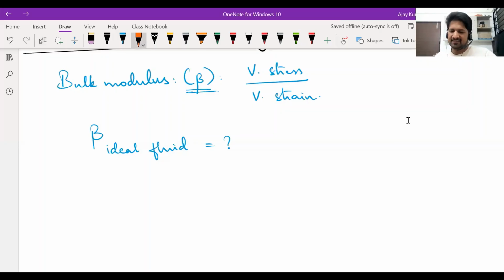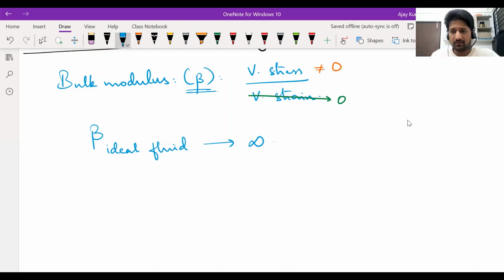Fine. Now, basically, you can apply any amount of stress. So the numerator can be non-zero. The denominator will be 0. Actually, non-zero divided by 0 is undefined. But in physics, or generally in science, we say this tends to 0. Some non-zero number divided by a number which is tending to 0, the result tends to infinity. So the bulk modulus of an ideal fluid tends to infinity. This is how you are supposed to say it.